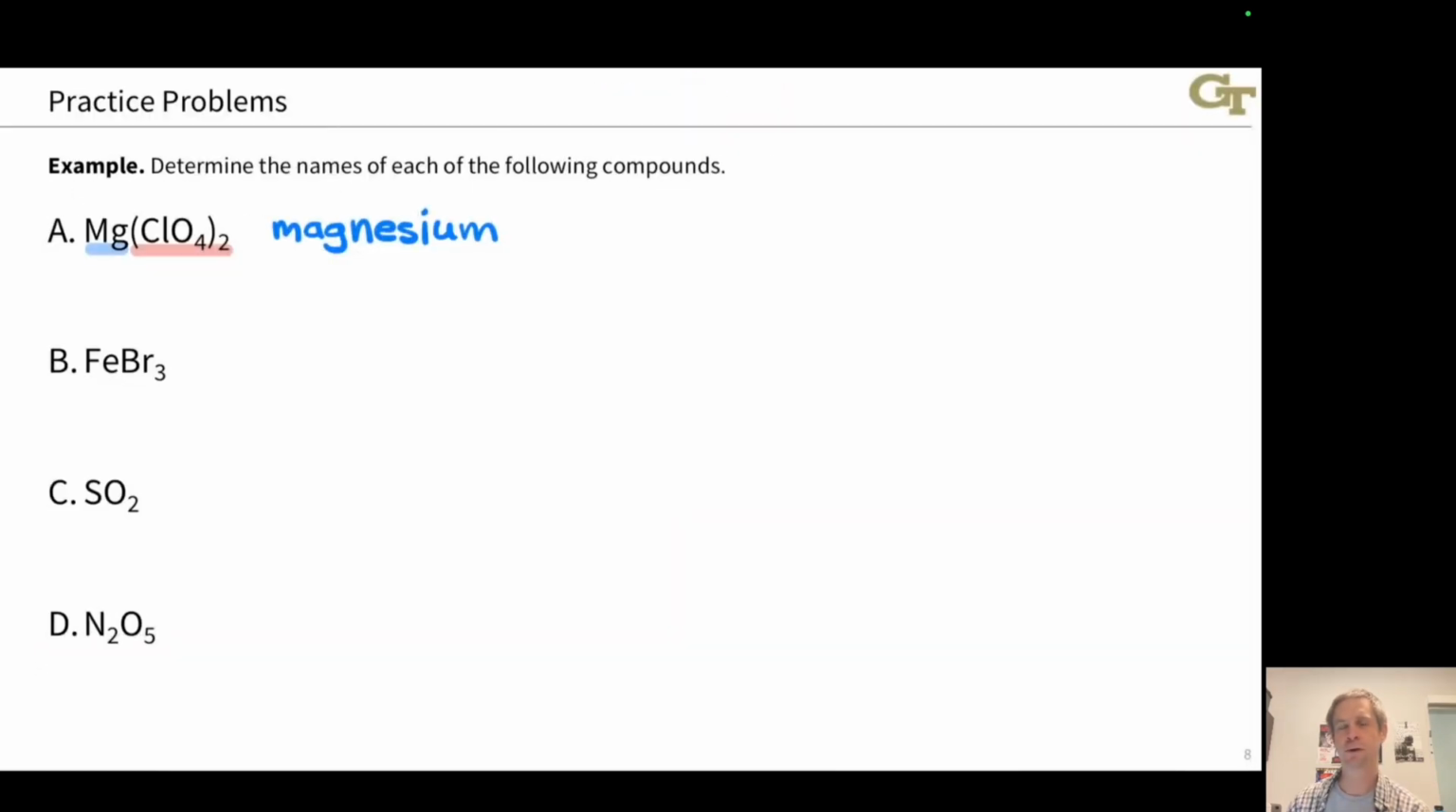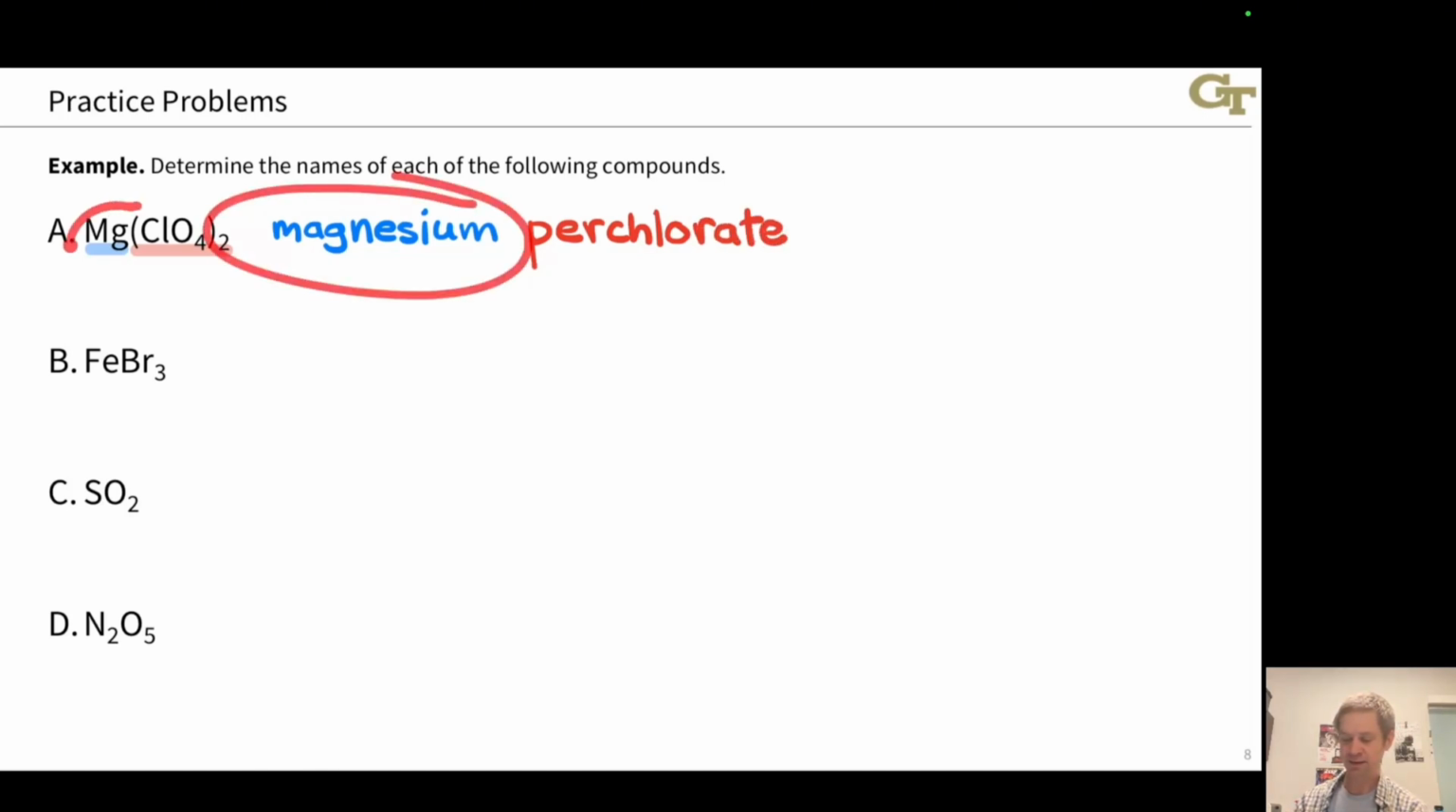There are 2 of those in a formula unit of Mg(ClO4)2. But actually, we don't need to worry about that in the name. Remember that because this is an ionic compound, we know there must be 2 ClO4- anions to counterbalance the positive charge of the Mg2+ cation. And so all we need to do here is magnesium perchlorate. No need for any Roman numeral on the cation, since this is not a transition metal. This is all we need in the name.